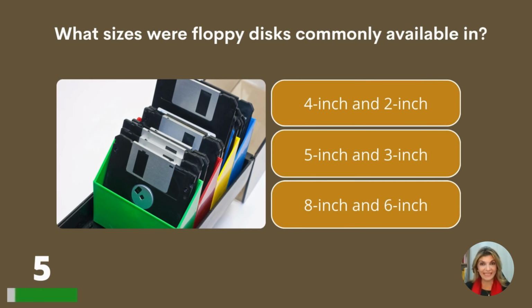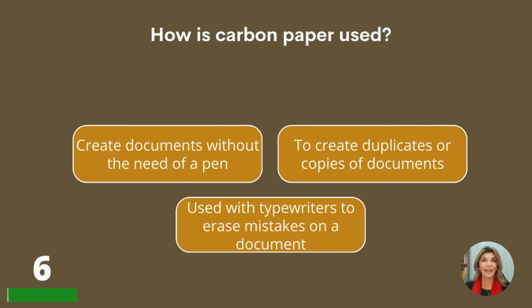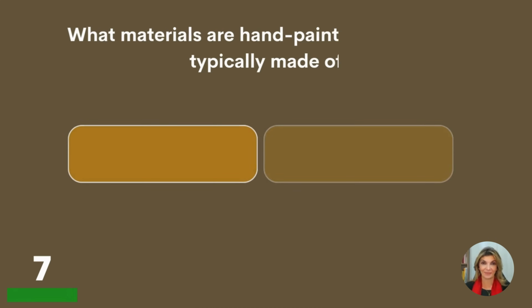What sizes were floppy disks commonly available in? 4-inch and 2-inch, 5-inch and 3-inch, or 8-inch and 6-inch? Five-inch and 3-inch. How is carbon paper used? Create documents without the need of a pen, to create duplicates or copies of documents, or used with typewriters to erase mistakes on a document? To create duplicates or copies of documents.